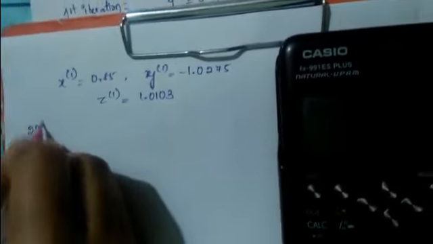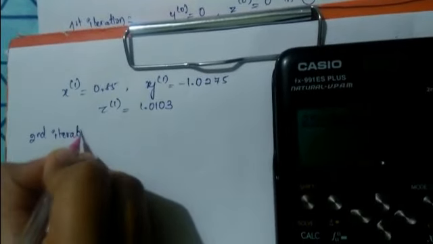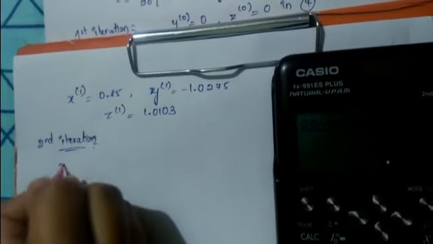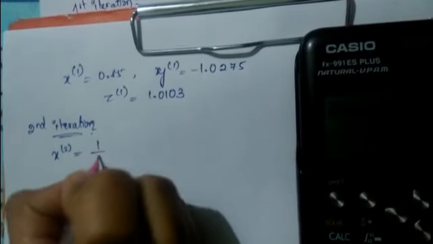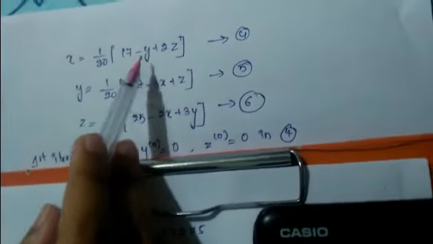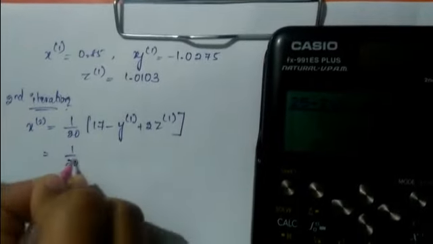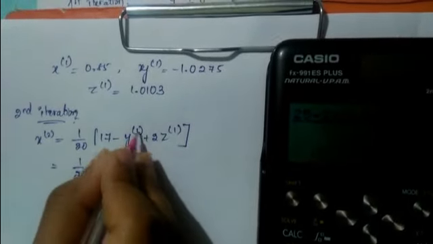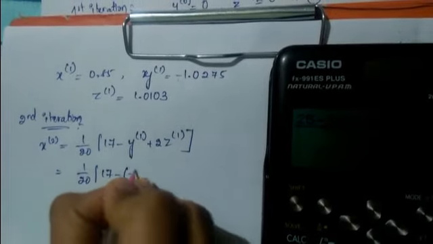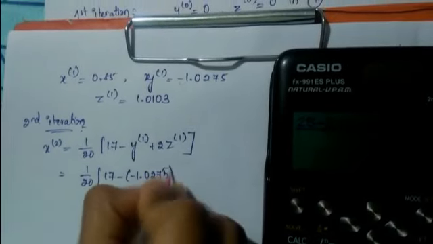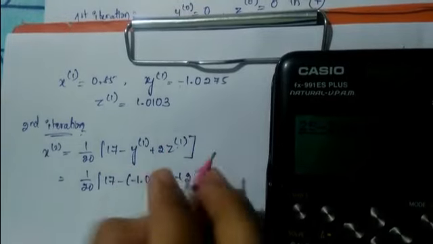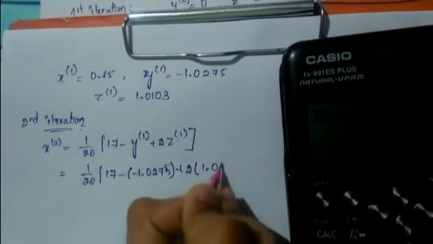Now here we go with the second iteration, as x of 2 equals 1 by 20 of 17 minus, from this equation, y of 1 plus 2 into z of 1. Then that is equal to 1 by 20 of 17 minus y of 1, we got the value as minus 1.0275, plus 2 into z of 1, we got it as 1.0103.